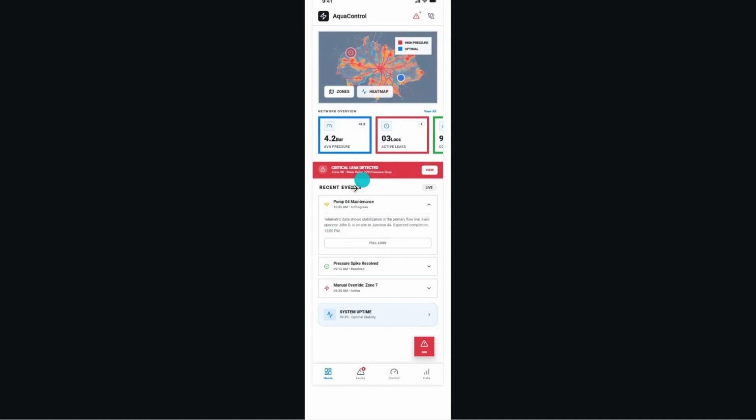So this is the main dashboard of our system, Aqua Control. At the top, we can see the real-time alerts and notifications. The center map shows a live pressure heat map of all the distribution zones in Solapur, which uses color coding, where red indicates higher pressure, blue indicates low pressure, and green remains neutral. Below that, there is a network overview where it shows the average pressure across the city, number of active leaks, and critical alerts. Recent events are also logged here, which include pump maintenance, manual overrides, or pressure spikes.